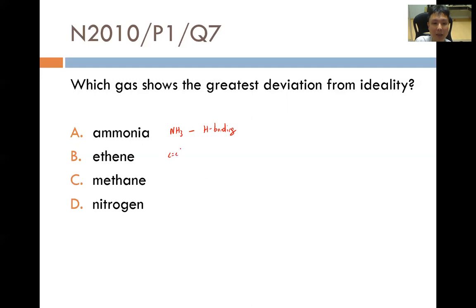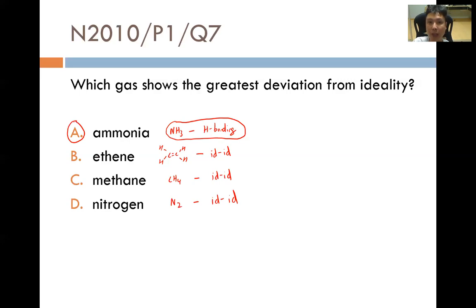For ethene, it's actually this molecule. This is the molecular shape or structural formula of ethene. And because there are no polar bonds, it will be that of id-id interactions. For methane, CH4, again no polar bonds, so it's id-id interactions. For nitrogen, N2, hence it's also id-id interactions. Among the 4 molecules, ammonia actually has the strongest intermolecular forces of attraction, causing it to deviate furthest away from ideality. And hence the answer to this question is option A.